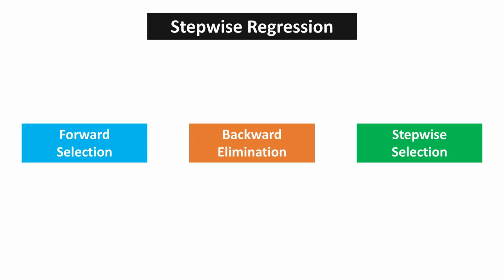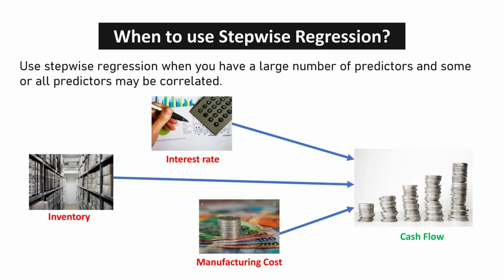Stepwise regression consists of forward selection, backward elimination, and stepwise selection, offering a flexible approach to model optimization. Stepwise regression is ideal for complex datasets with potential predictor correlation, ensuring only the most relevant variables influence your model. Use stepwise regression when you have a large number of predictors and some or all predictors may be correlated.